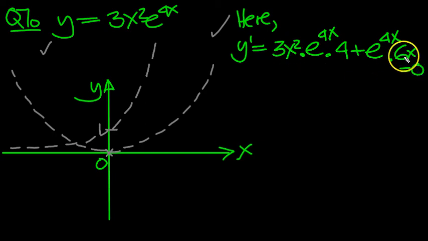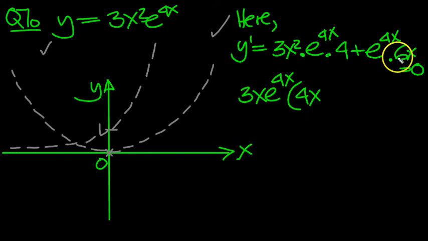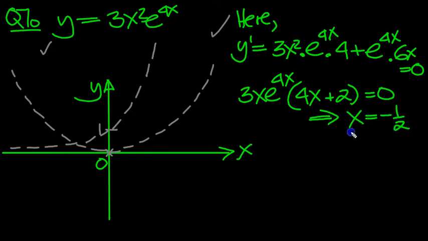Let that equal 0. Now what's common here? There's a 3 common, there's an x common, and an e to the 4x common. So let's take all of that outside a bracket. Inside the bracket we'll still get a 4 here and an x from there, and we'll just be left with a 2 here, won't we? And that equals 0. So 4x plus 2 equals 0 tells us that x equals minus a half, doesn't it?